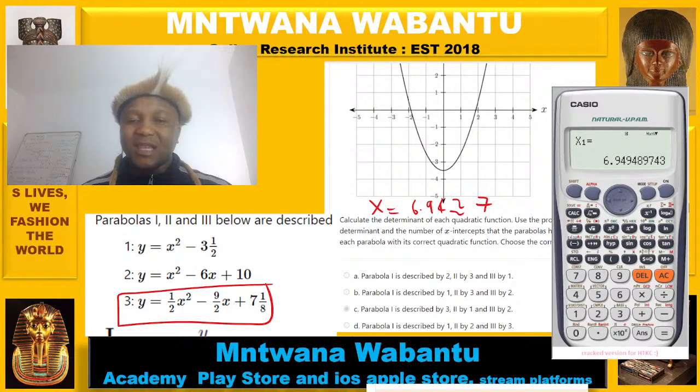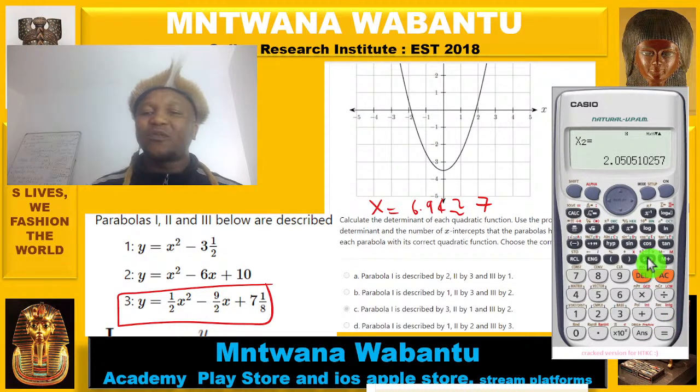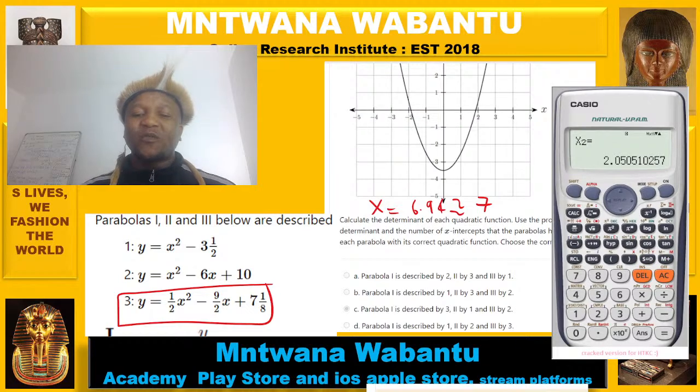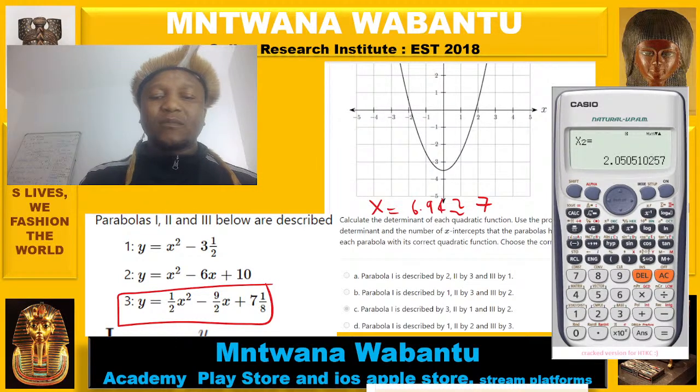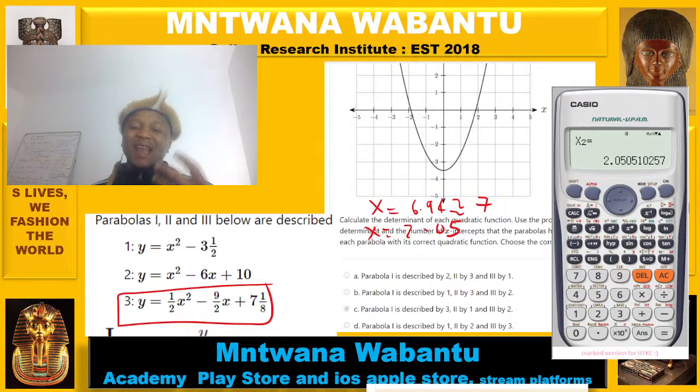Then press equal again, and then press SD: 2.05. So 2.05 is almost like a 2. Okay? So X is equal to 2.05. So that's another X-intercept. So the X-intercepts we have.